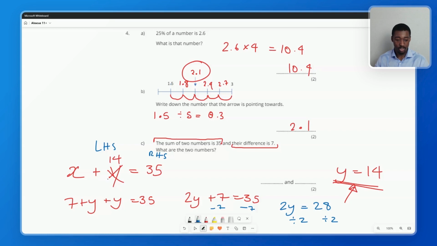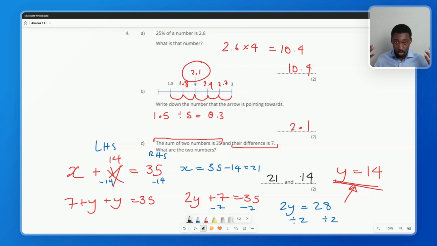So we can minus 14 from both sides of the equation, and we have X equals 35 minus 14, which is going to be, well, 35 minus 10 is 25. 25 minus the extra 4 is 21. So X equals 21. And there we have it. The two numbers are 21, we'll put it in black, and 14.